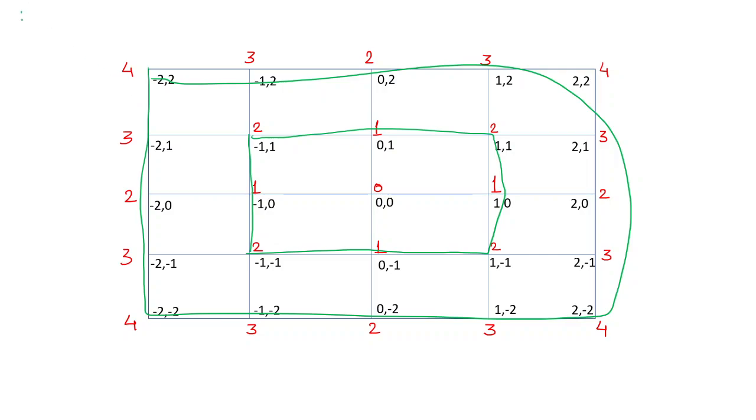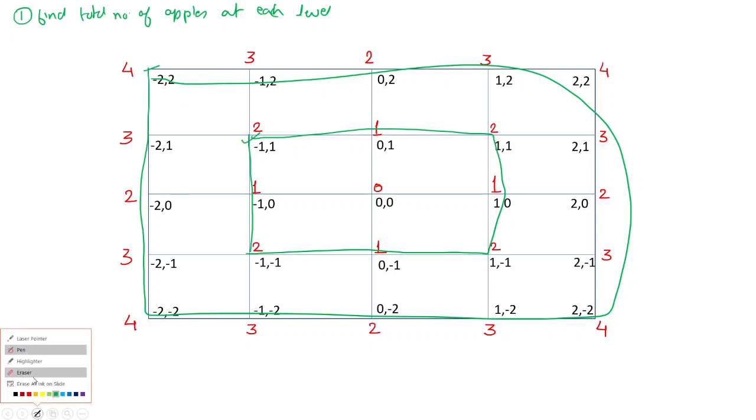So the first approach will be, we are going to find the total number of apples at each level. So how are we going to find the number of apples for this particular level, and this particular level? Okay, so let's see. Let me take this level 2 example.